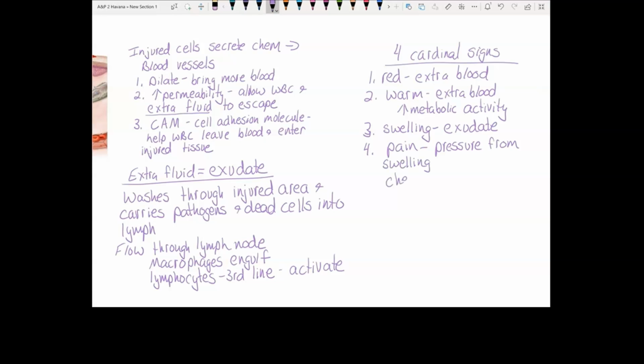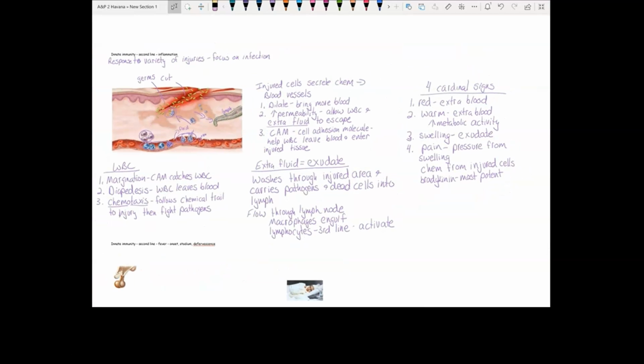The other one is the chemicals from the injured cells. And especially bradykinin. Bradykinin is the most potent chemical that stimulates pain. And remember from back in chapter 16 about senses, pain is very important. It tells you that you have an injury so you can take care of the injury. All right, so that is inflammation.